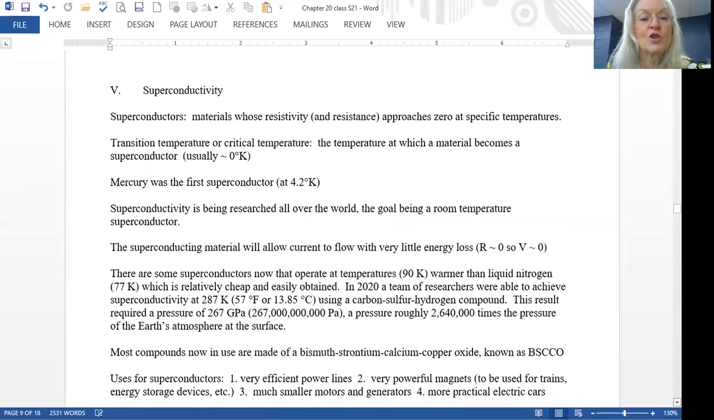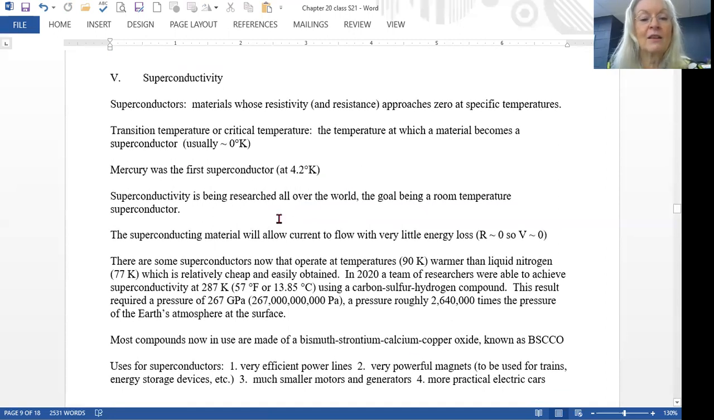And that gets us to superconductivity. No calculations for us in superconductivity, just a little bit of discussion. So superconductors are materials whose resistivity and resistance approach zero at specific temperatures. The transition temperature, or the critical temperature, is the name we give to the temperature where a material becomes a superconductor. Mercury was our very first superconductor.